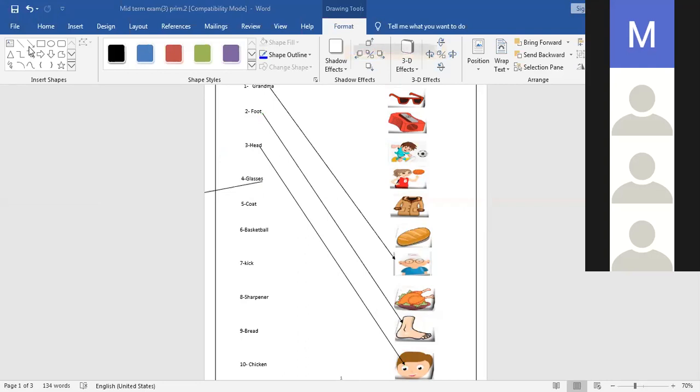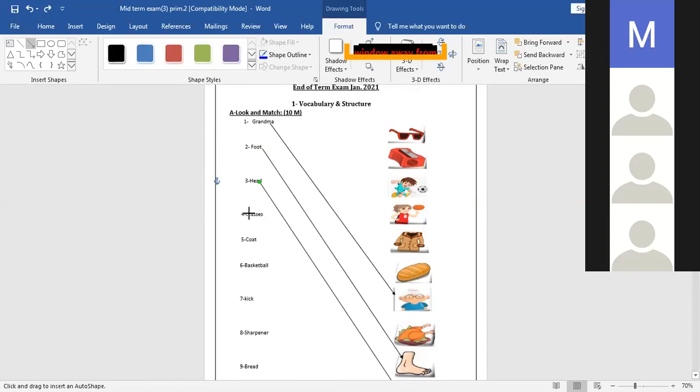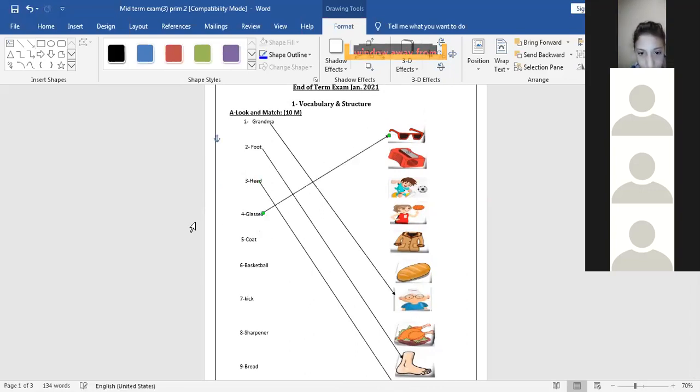Hazem. Hello, Hazem. Just read this word for me, please. This is what? Glasses, right? Yes, so which picture should I match? Picture number one. Excellent, Hazem, thank you so much.